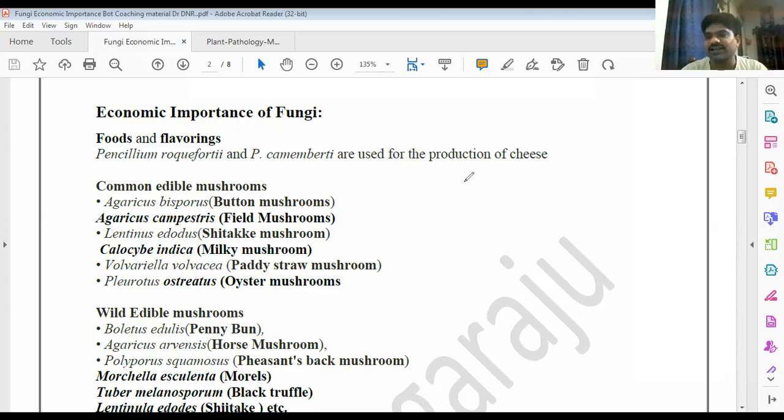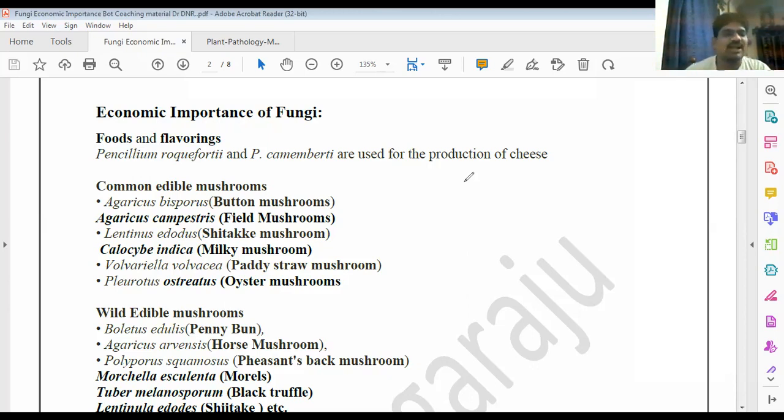Those who are eating that chicken are maturing early. They are getting fat, very heavy. You know very well about that. Then mushroom is a very good, rich food source, a natural protein source.